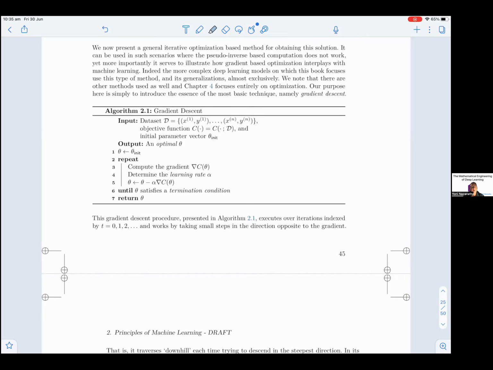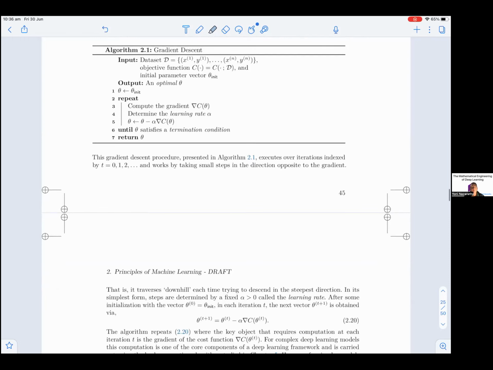We note that there are other methods used as well, and Chapter 4 focuses entirely on optimization. Our purpose here is simply to introduce the essence of the most basic technique, namely gradient descent. So here we see Algorithm 2.1, gradient descent. As input, we have a data set, we have the objective function, and we have an initial parameter vector. The output is an optimal theta.